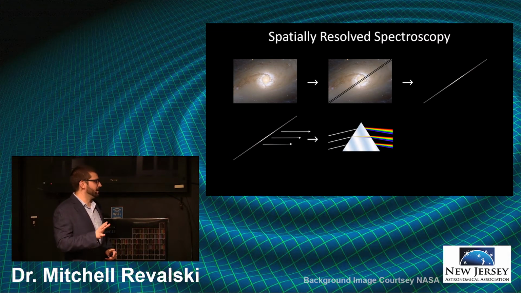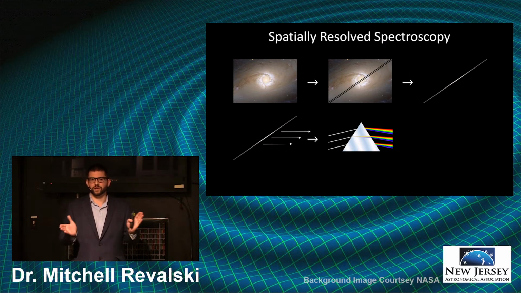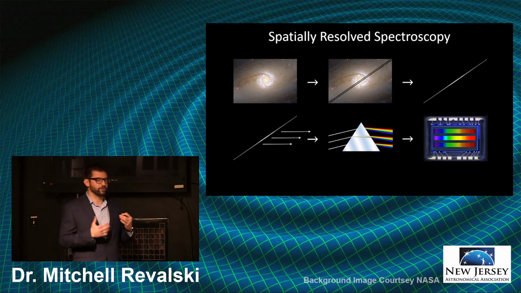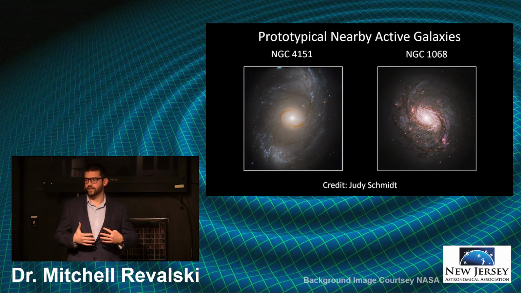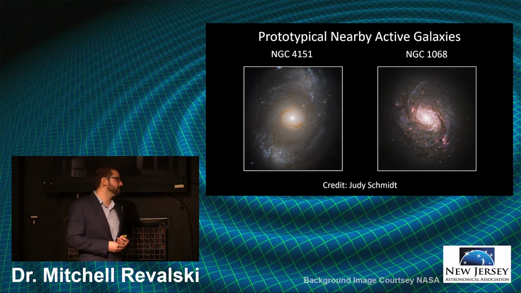Then we take that light and spread it through a spectrograph to spread it out as a function of color, and then we record that on our camera, and then we can analyze it later. So let's go ahead and look at some of these data for some real galaxies. The first two here are the New General Catalogue objects 4151 and 1068. The reason I show these is because they're some of the most nearby, brightest active galaxies, and so they've been studied very extensively because they're easier to get high quality data on.